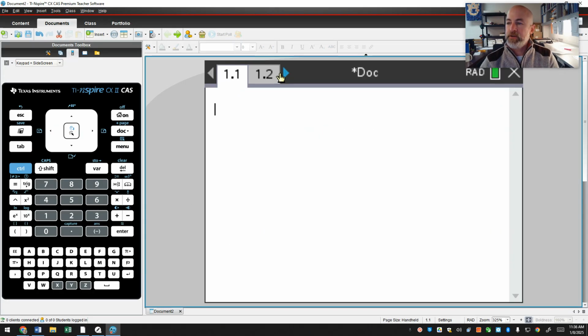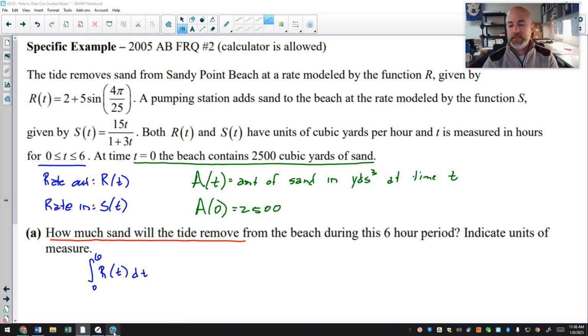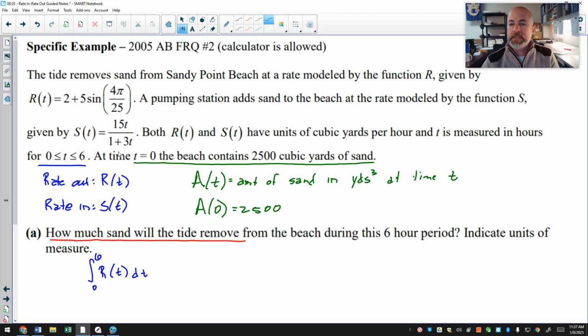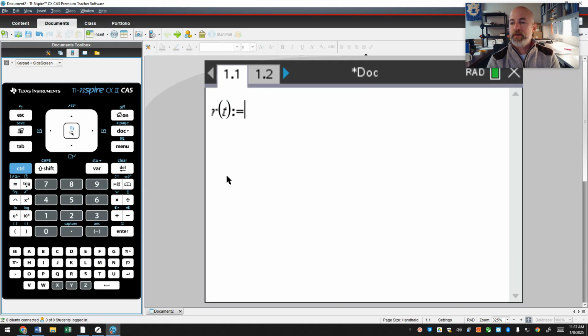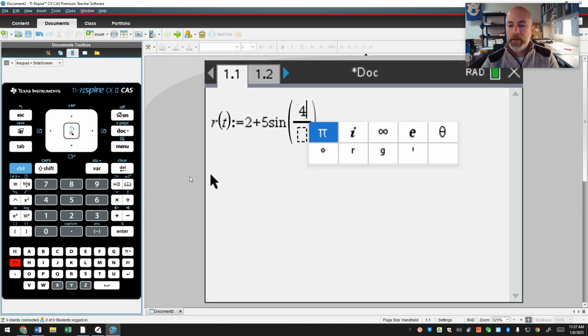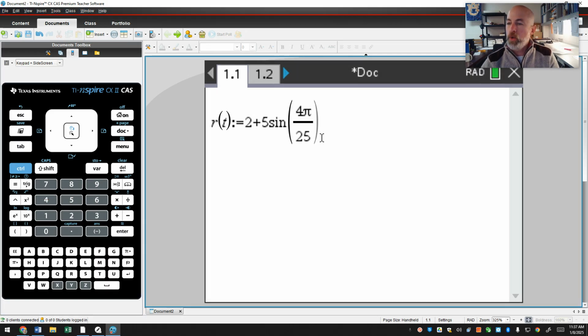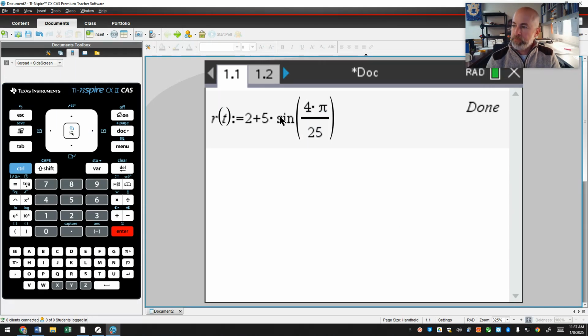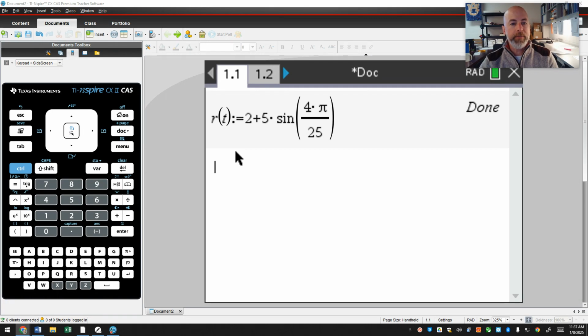So here's my calculator. I like to use the TI Inspire, and so I'm going to start by defining my function r of t, and the way you do that in the calculator is you do r of t, and then above this little button right here next to the 9, colon equals, and then you just type in the equation, and that's 2 plus 5 sine of 4 pi over 25. So 2 plus 5 sine of 4 pi, so I'm going to do control divide, 4 pi over 25. Always double and triple check that you store things correctly. I'm going to hit enter, and it says done, and I'm going to repeat the exact same thing for my rate in. Give me a second to do that.